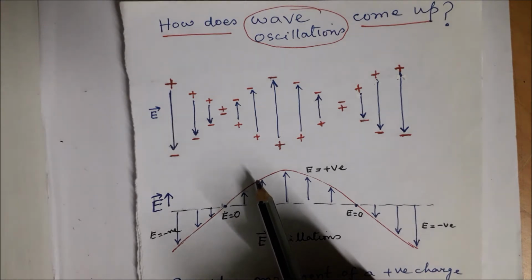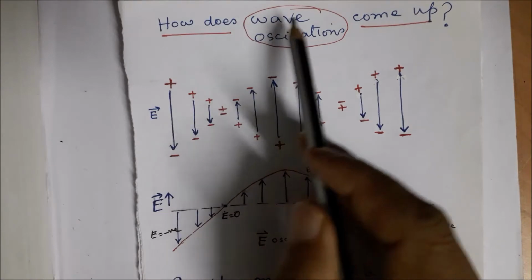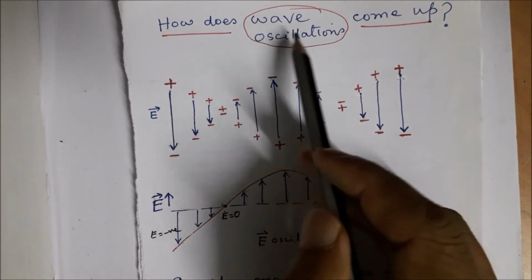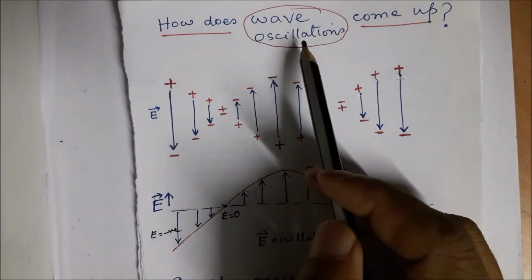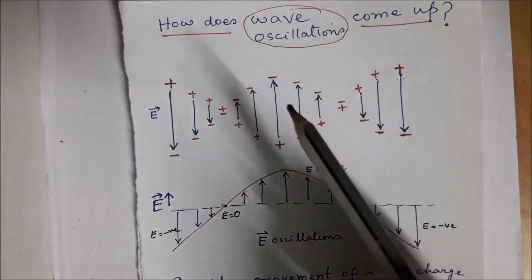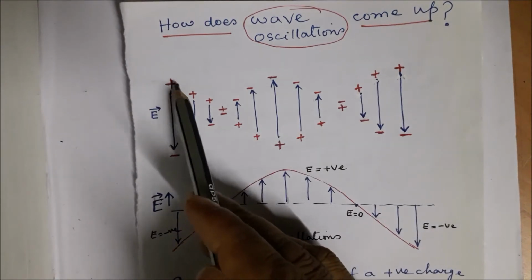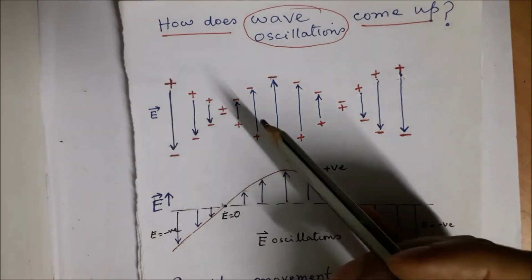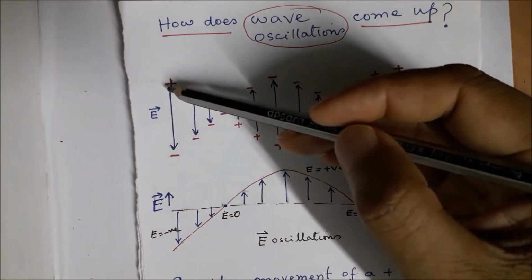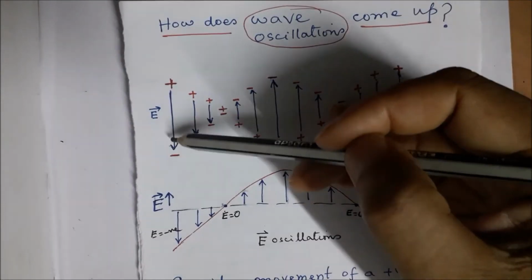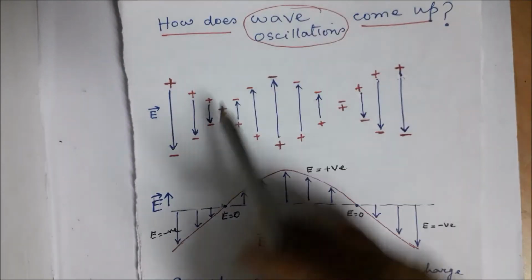Let us now address an extremely important question. How does wave oscillation come up? In other words, what is the mechanism of wave oscillations? Let us consider a positive charge and a negative charge, and we'll consider their movement. The positive charge comes down and the negative charge will move up. So we'll start from here.